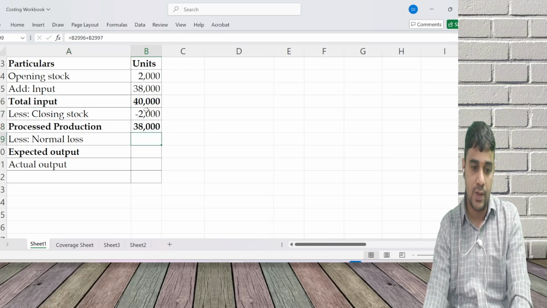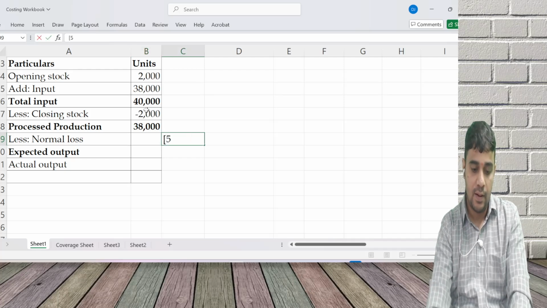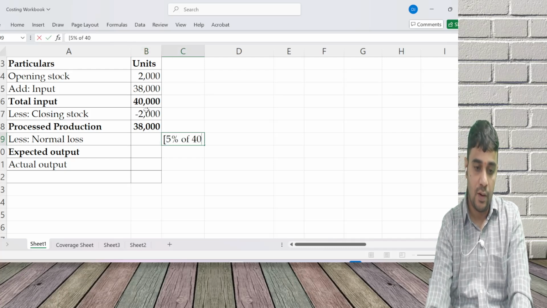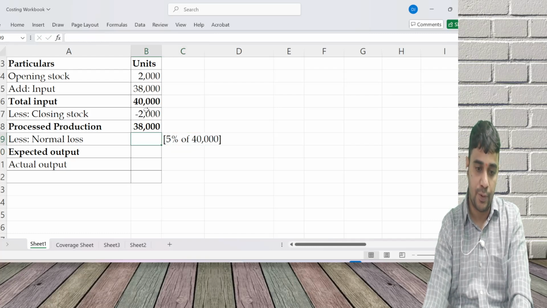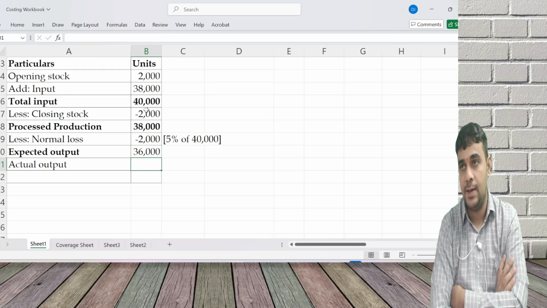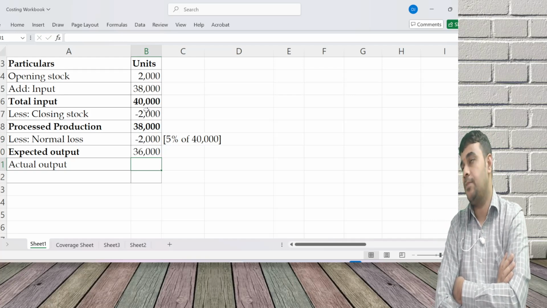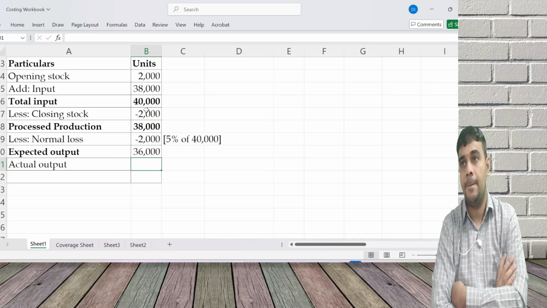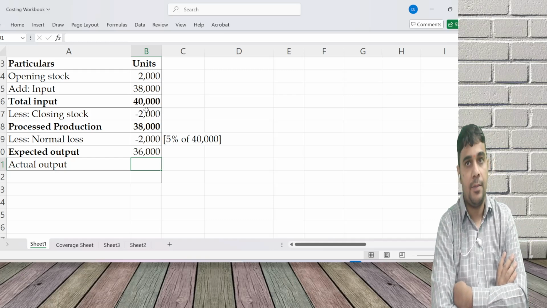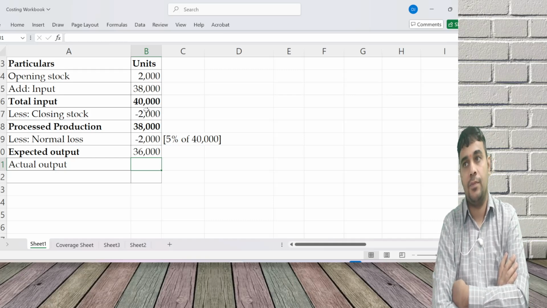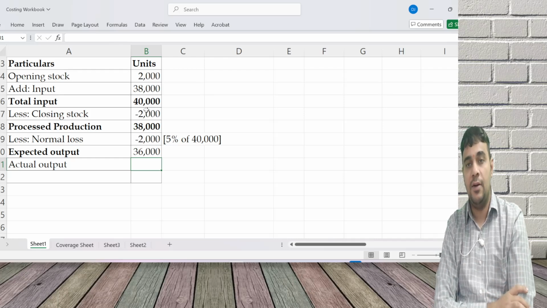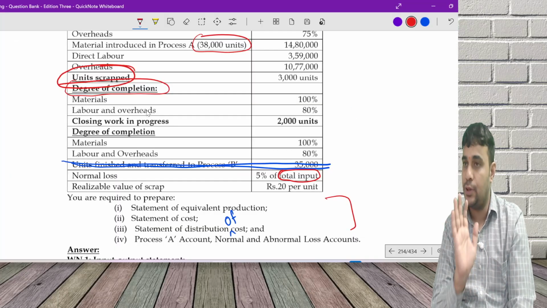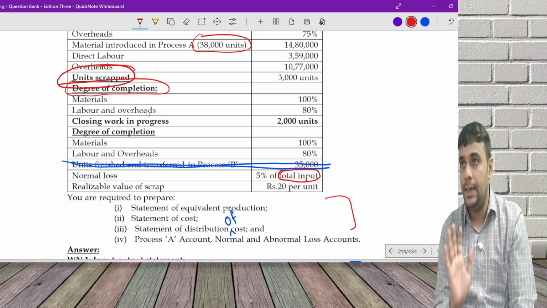Normal loss is what the question says: 5% of 40,000, 5% of total input. Expected is 36. Actual is 35, but I cannot use it because I told you to delete that information.